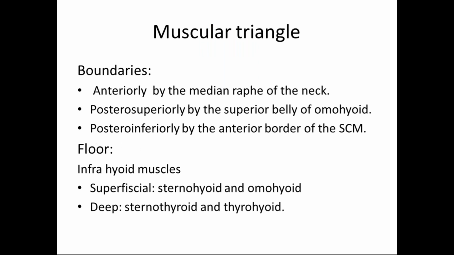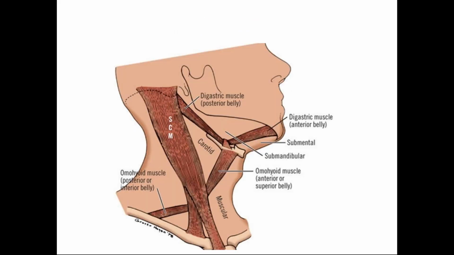Next, coming to the muscular triangle, bounded anteriorly by the midline, posterior superiorly by the superior belly of the omohyoid, inferiorly by the anterior border of the sternocleidomastoid. The floor is infrahyoid muscles, superficial sternohyoid and omohyoid, deep will be sternothyroid and thyrohyoid. I'll show you once again in the image.